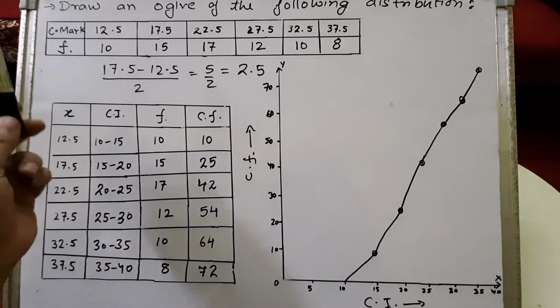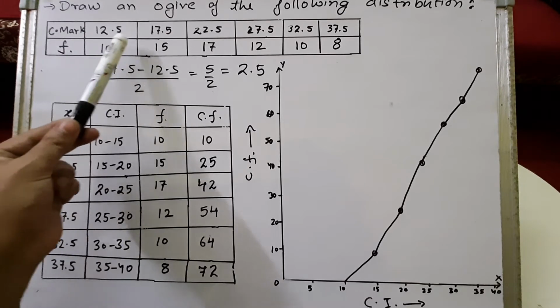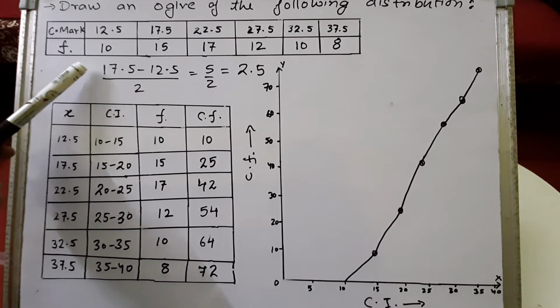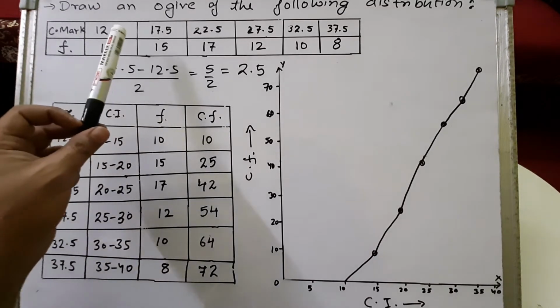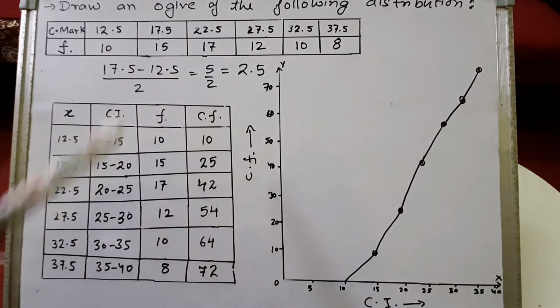You can find the difference between two class marks. The difference between two class marks is 17.5 minus 12.5. So we take the difference of two class marks and divide it by 2. 17.5 minus 12.5 will be 5, and 5 upon 2 will be 2.5. That means the second class mark minus the first class mark, upon 2, is what we have to do, and we get 2.5.